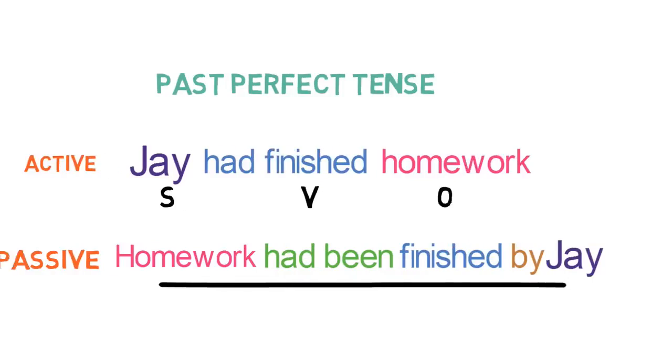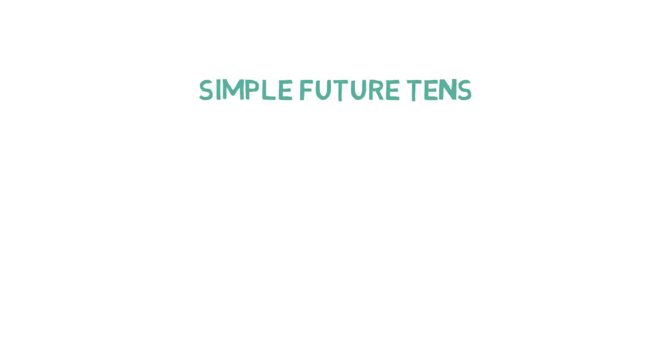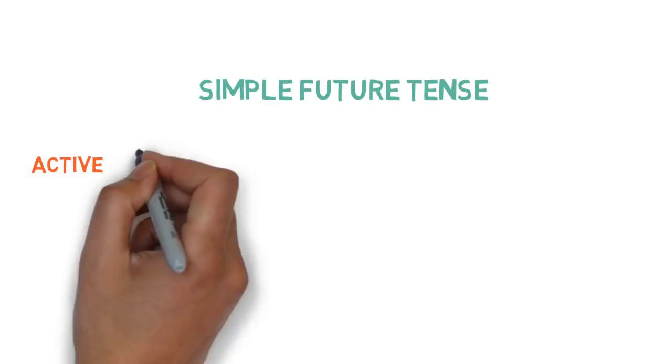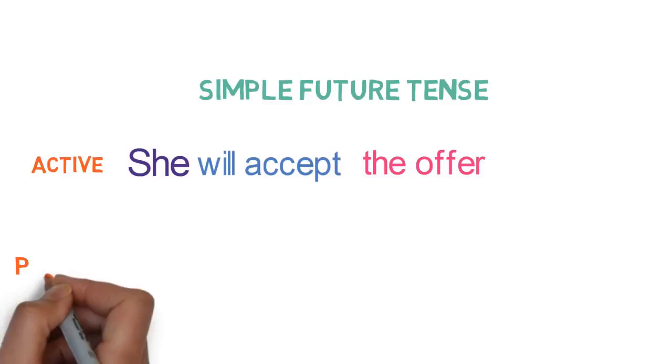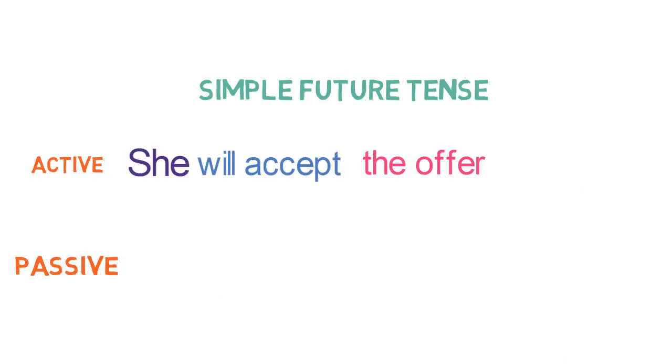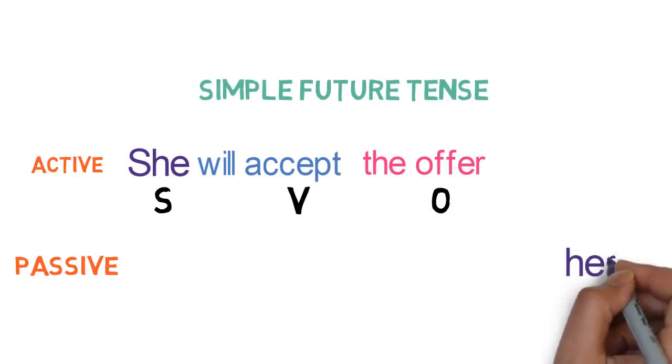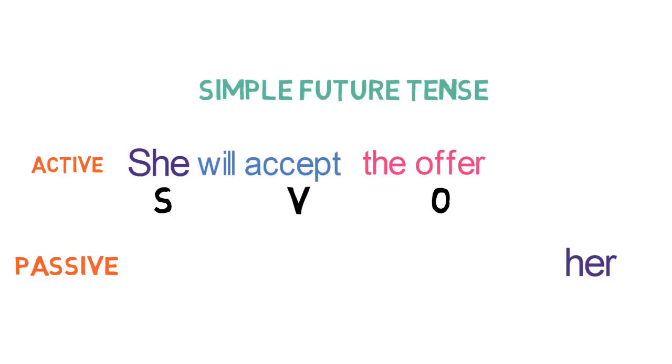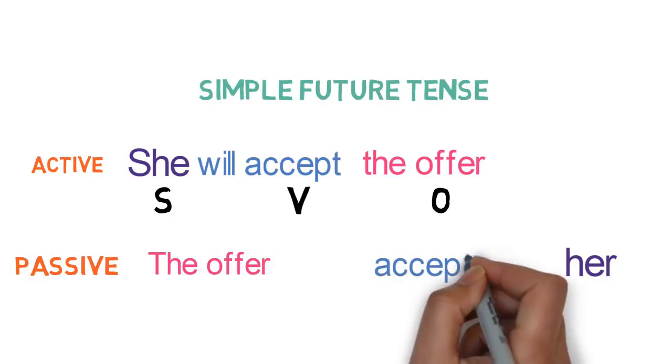Now let's see an example of simple future tense. Active sentence. She will accept the offer. Passive sentence, firstly subject here is she, verb is accept and object is offer. Now let's swap the position of subject and object. So here it will be the offer and at this position it will be her. Now converting the main verb to third form, it will be accepted.